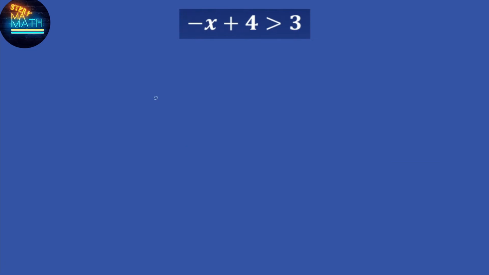Let's try another example. Negative x plus 4 is greater than 3, so I will get rid of 4, so add negative 4 to both sides.